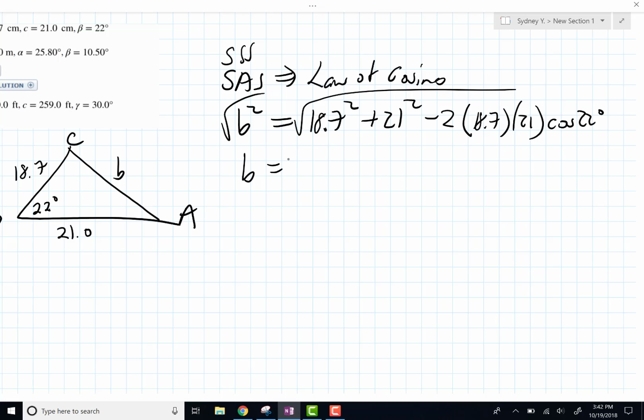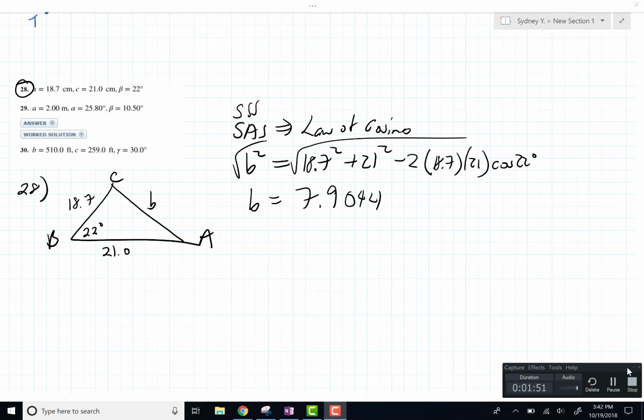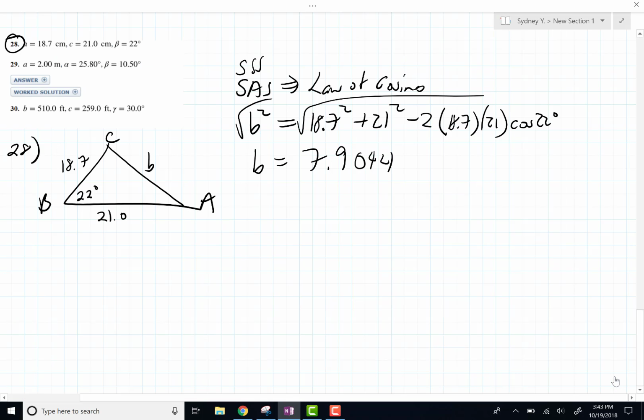So big square root, 18.7 squared plus 21 squared minus 2 times 18.7 times 21 times the cosine of 22, and you get 7.9044. Just make sure you're in degree mode. And I didn't read the directions. Do they want me to solve for the whole triangle? Let me check. Yep, they want us to find everything. So we've got all the sides now.